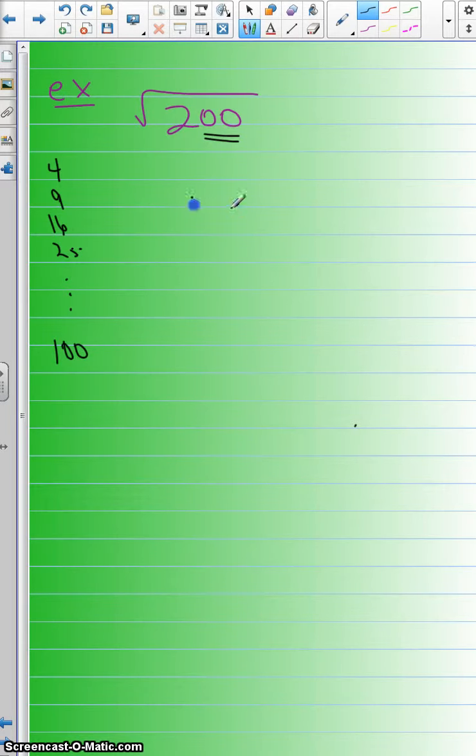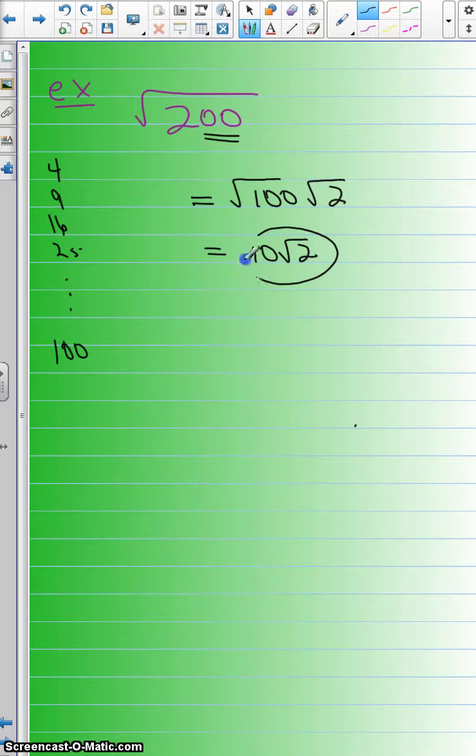So I'm going to break this into the square root of 100 times the square root of 2. The square root of 100 is 10, so I have 10 square root of 2 as my final answer. Now if you chose the other method with prime factoring, it would look something like this.